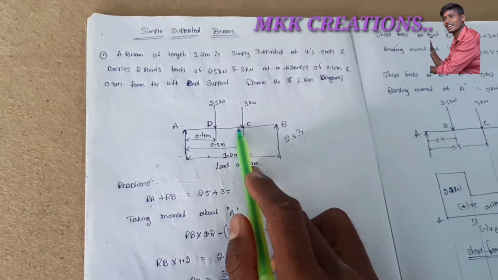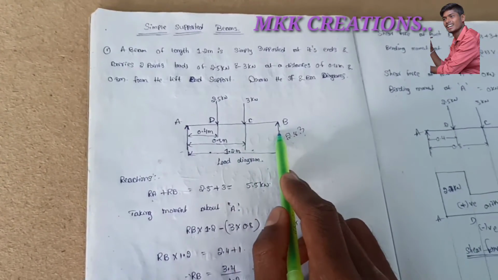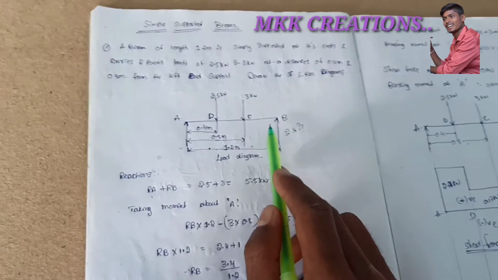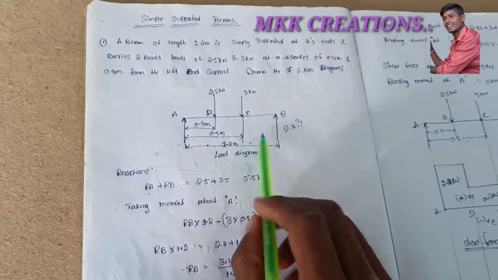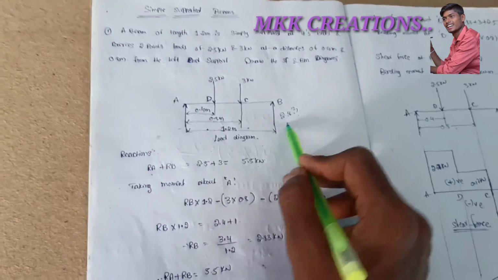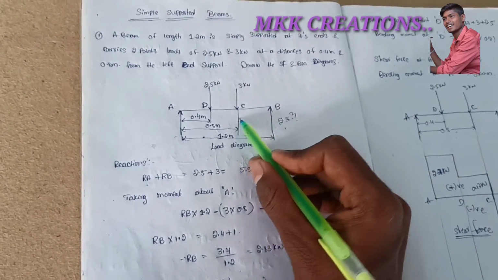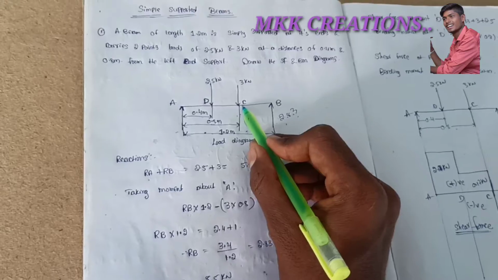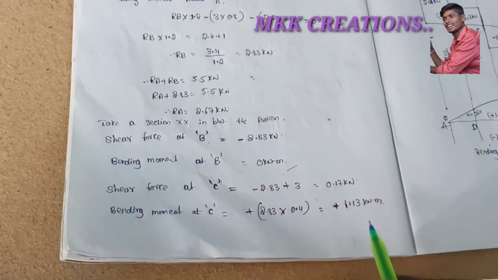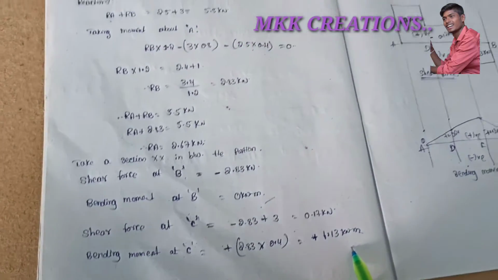Bending moment is what here? For this portion, the distance is from B. So the force is 2.83 into 0.4, the distance towards the portion C. Then it becomes 1.13 kilonewton meter.